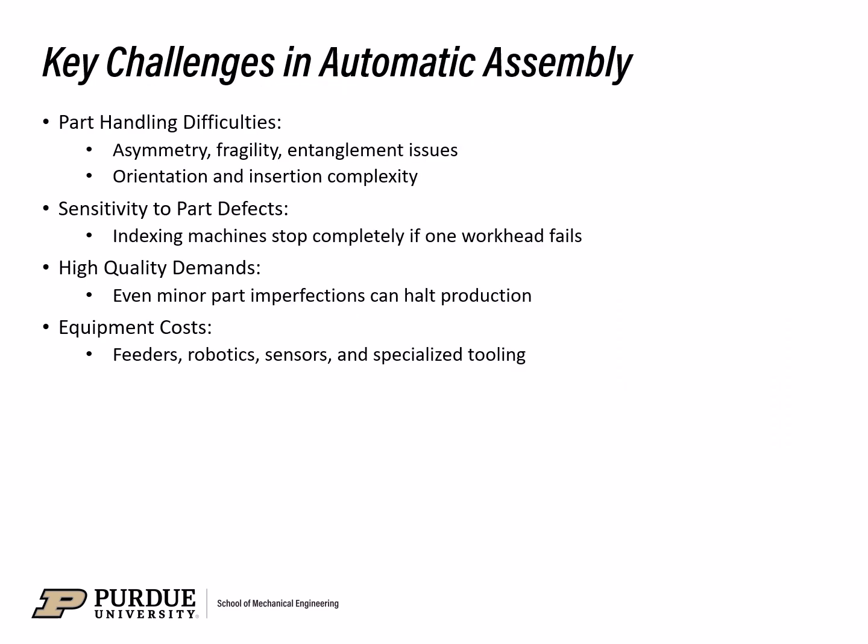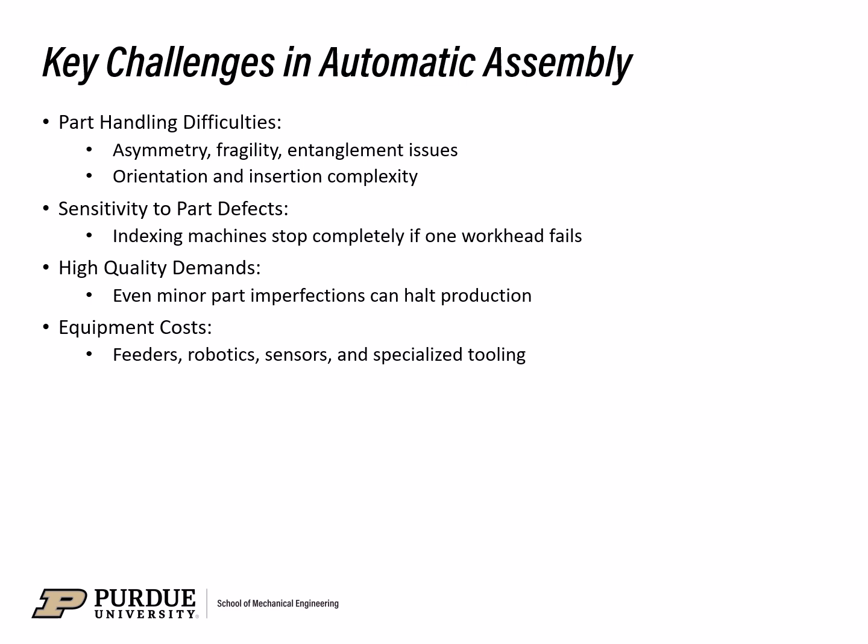Let's go through some of the key challenges that are associated with automated assembly. The first is part handling. Asymmetrical or fragile or thin parts can be very difficult to orient, insert, or pick up automatically. Gravity, surface friction, and part compliance can interfere with pick-and-place systems. The second is defect sensitivity. Systems like indexing machines will halt entirely if one workhead fails, so even small defects can result in pretty significant downtime. The third is the demand for consistently high part quality.